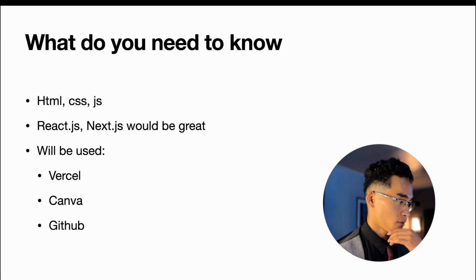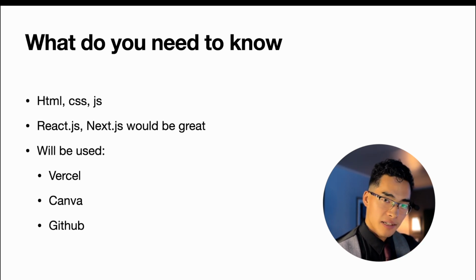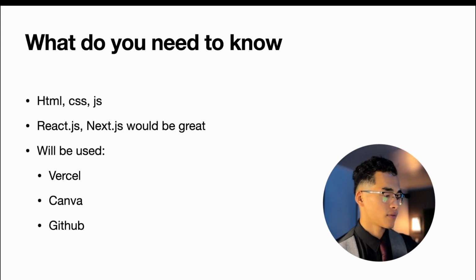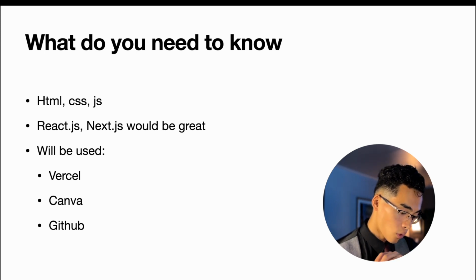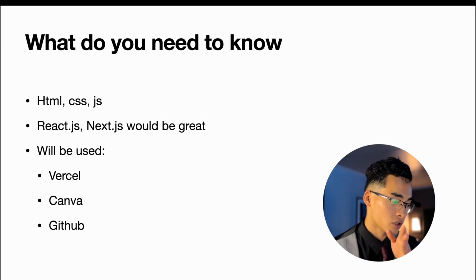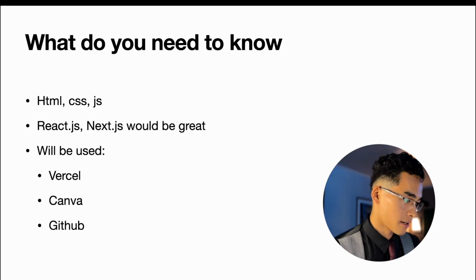Okay, what do you need to know? Basic HTML, CSS, JavaScript. React and Next.js would be great, but you will get the hang of them as you go. We will be using Vercel, Canva, and GitHub. Vercel for deploying, Canva for designing and getting assets like images, logos, perhaps even some fonts, or even designing the entire website. And GitHub, we're going to store the code there for deployment.